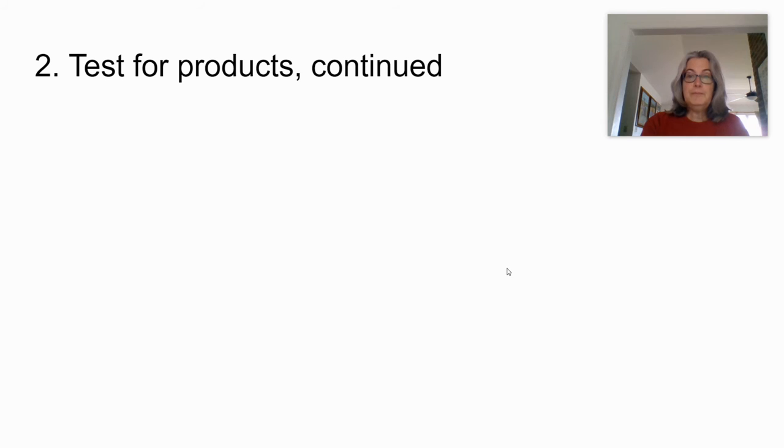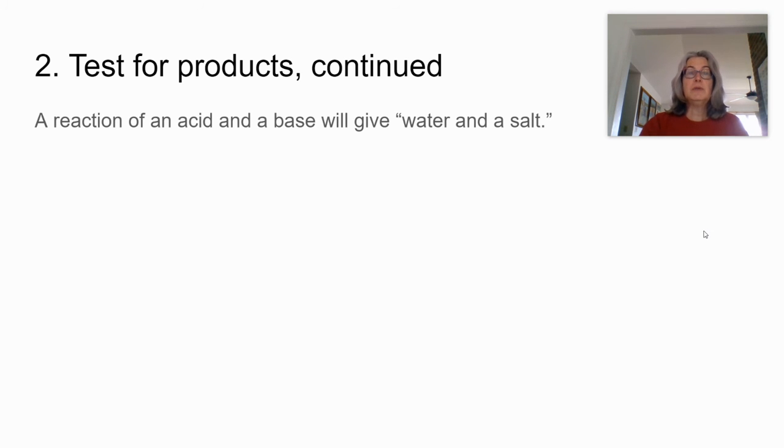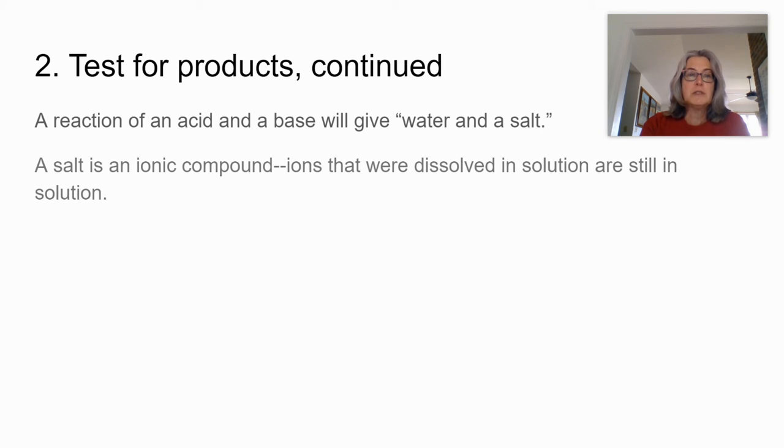All right. Testing for products, the other possibility is the reaction of an acid and a base. We say that gives water and a salt. Now, salt is just a word for an ionic compound. Salt is kind of our prototype ionic compound, the crystals, the brittleness, the solubility in water, and ability to conduct electricity and so forth. So we refer to all ionic compounds as salts. The ions that were dissolved in solution are still in solution. If we evaporated the solution, they would crystallize out.